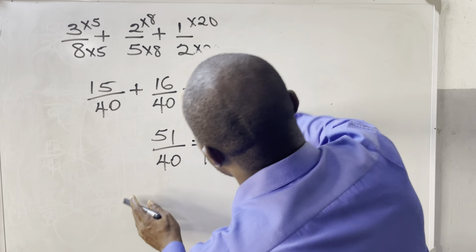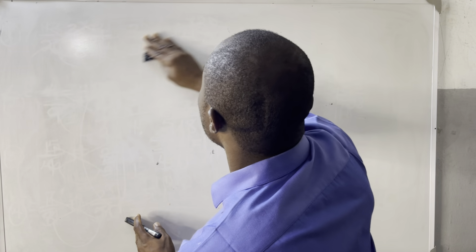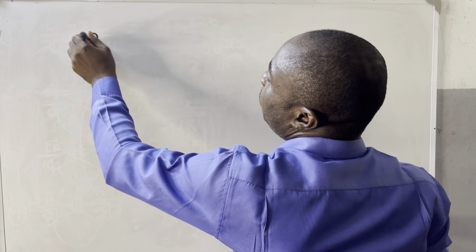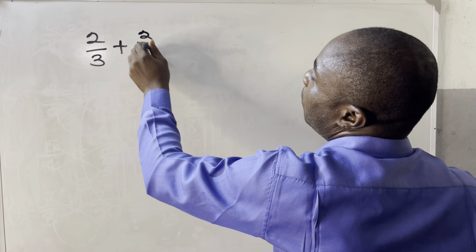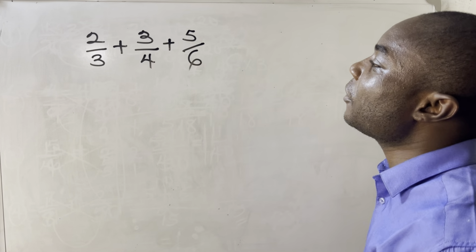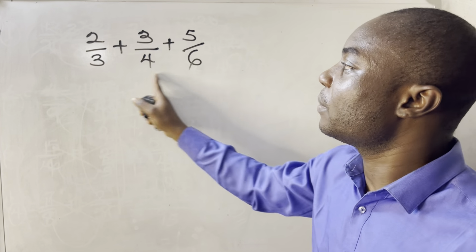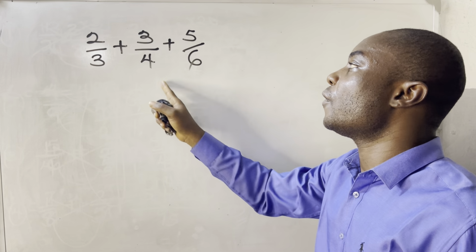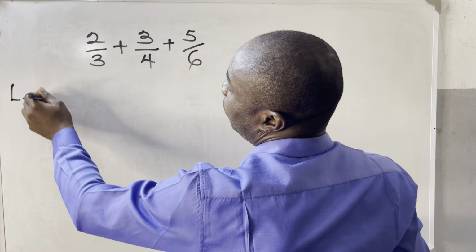Let's see some more examples on this so you can have a better understanding or a clearer knowledge of what we are doing. So if I have a question as 2 over 3 plus 3 over 4 plus 5 over 6. If we are to add up these 3 fractions, like we've done before, we can get the LCM of these 3 numbers. All right, the LCM of 3, 4, and 6 is 12. All right, our LCM is 12.